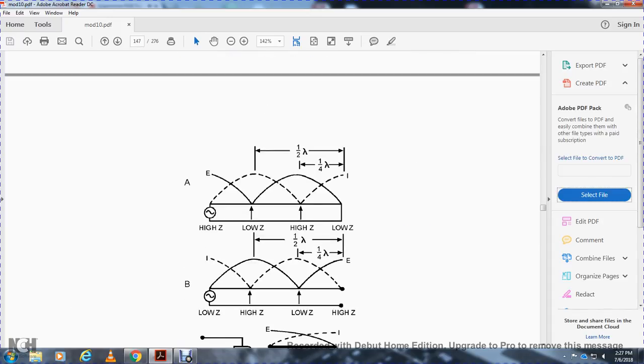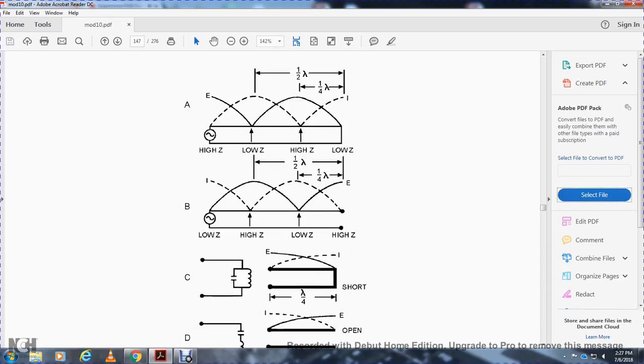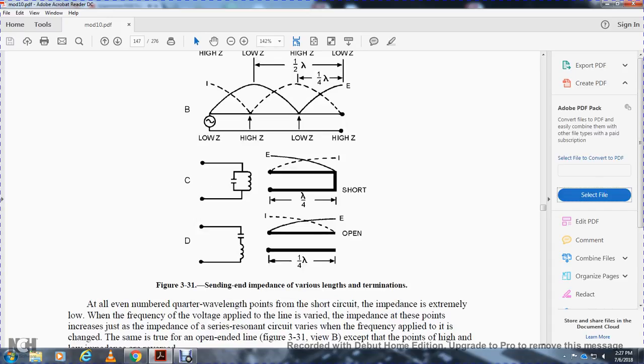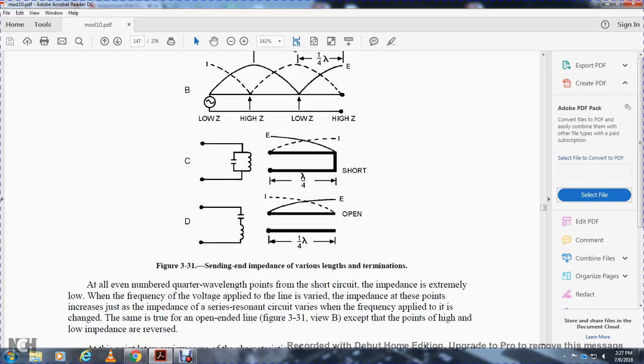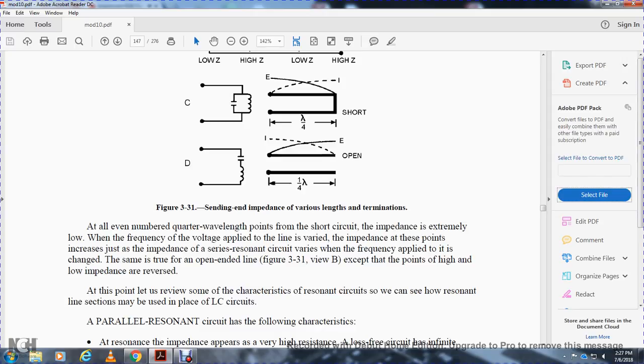All right, so for the highs and lows, even quarter length, half length, your sending impedance varies with the length of the line and the termination, short circuit or open circuit. At even quarter-wavelength points for the short circuit, the impedance is extremely low. With the frequency of the voltage applied to the line varied, the impedance varies just like the impedance of a resonant circuit varies with the frequency applied to it. The same is true with the open-end line, figure 331 view B, except that the points of high and low impedance are reversed.